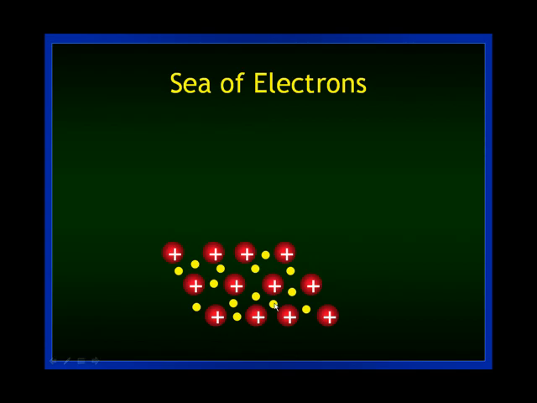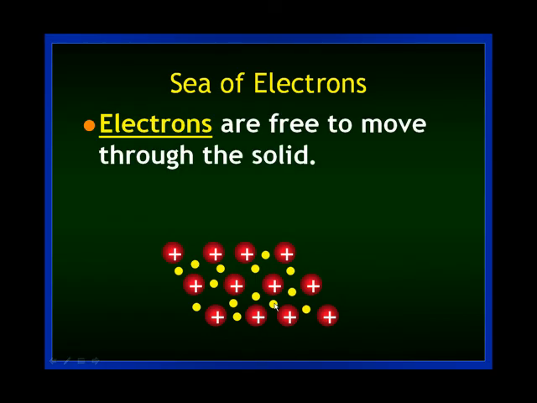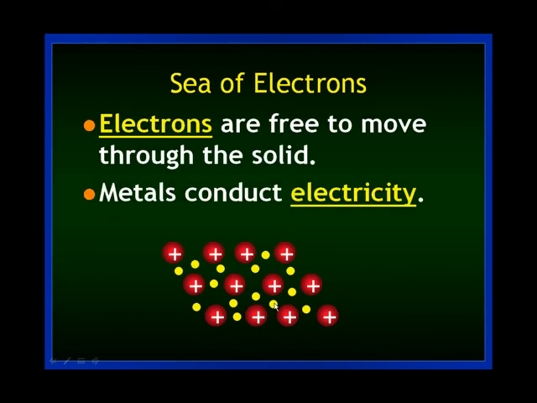So you can see here, I've got the positive ions, again, kind of layered apart, so there's some distance in between them. But now I have those little yellow dots, which represent that sea of valence electrons. And so those electrons are free to move through the solid. And since the electrons are free to move, metals are able to conduct electricity.